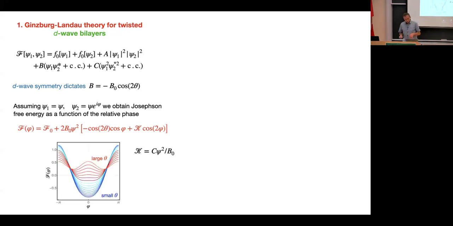And it's almost a high school level analysis to find the minima of this free energy as a function of the angle. And it looks like this. I plotted this free energy here in various colors. Blue represents small twist angles. And as you would expect, at small twist angles, there's only a single minimum at phi equals 0. That means the two layers want to be in phase. That's the lowest energy state.